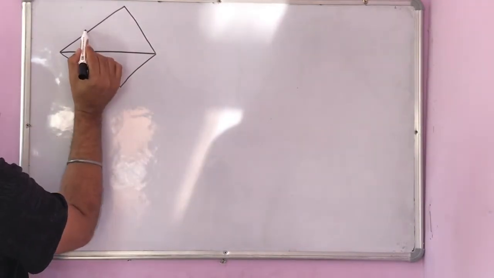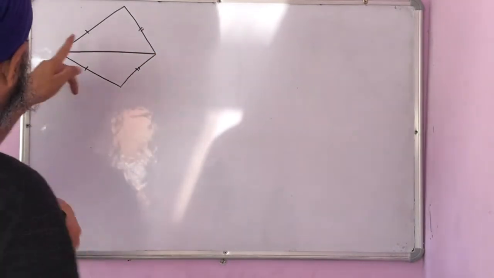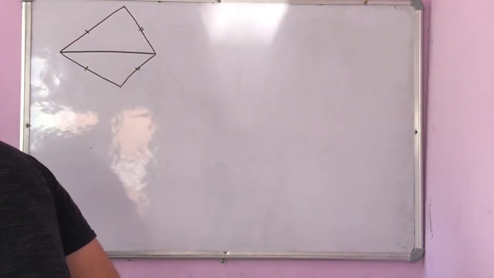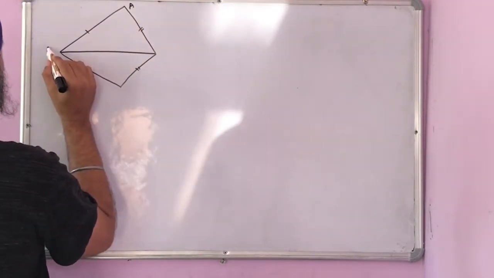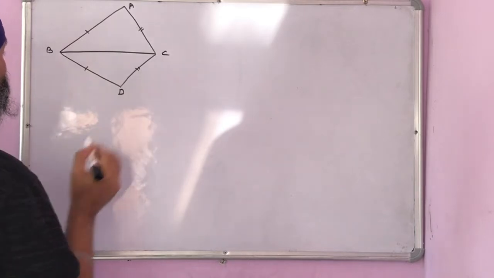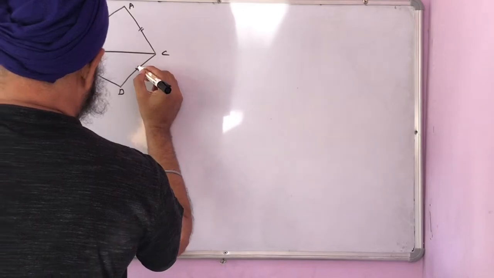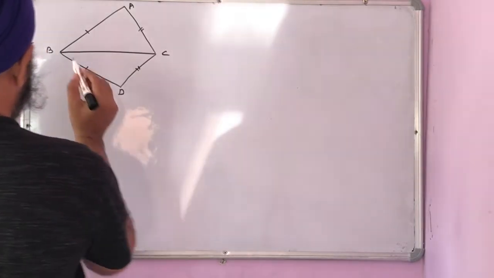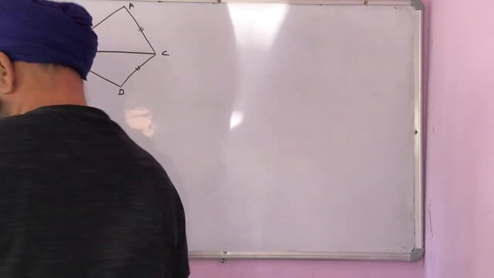We are given these two sides equal. This side is equal to this side, equal to this side, ABC and BDE. ABC, so AB is equal to BD, AC is equal to DC. Angle ABD is 58 degrees. This whole angle ABD is 58 degrees.